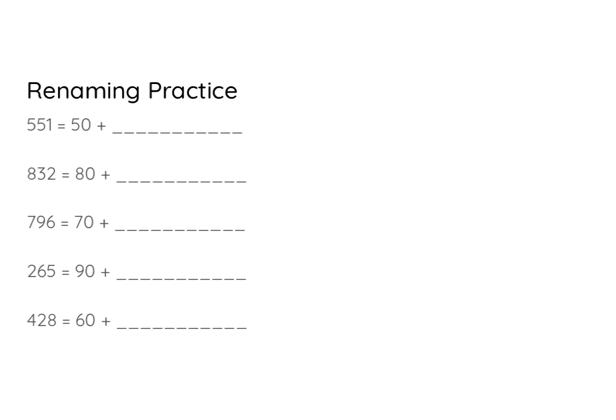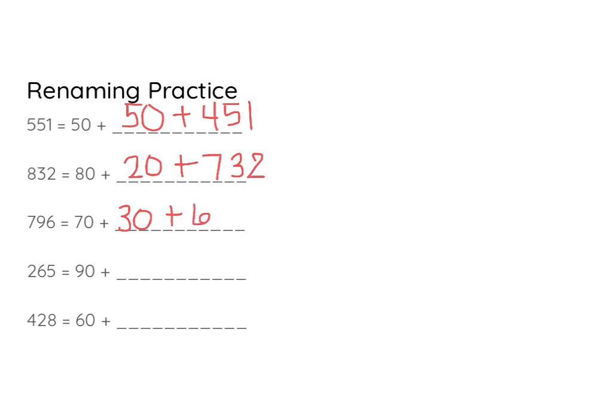All right, 50. Well, the first thing we're going to do is give it a 50 to get to 100, and then a 451. If I'm at 80, I'm going to give it a 20 to get to 100, and then a 732. 796, I'll start with 70 and add a 30 to get to 100, and then a 696. 265 needs a 90 plus a 10 to get to 100, and then a 165.